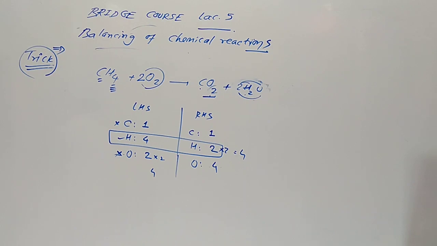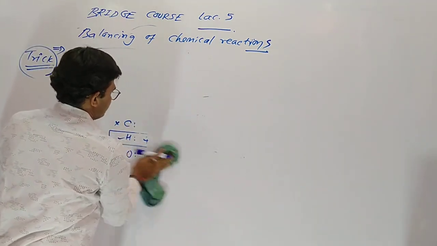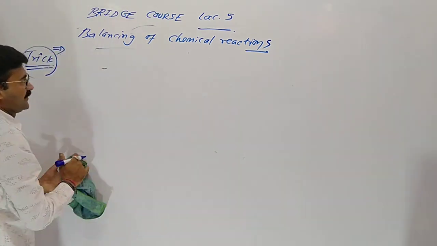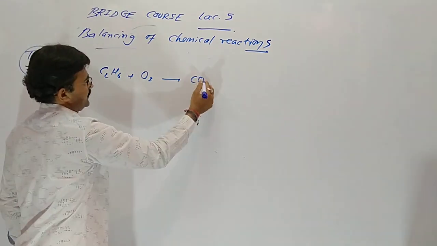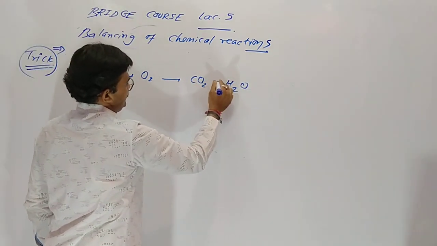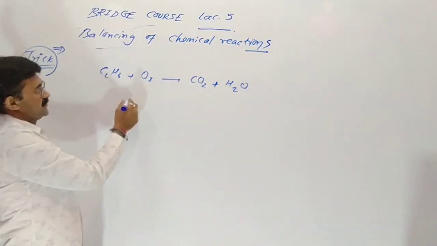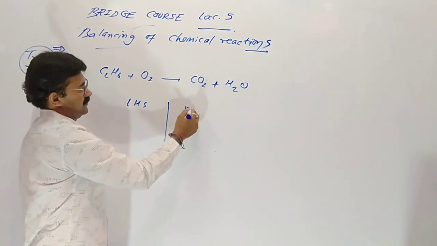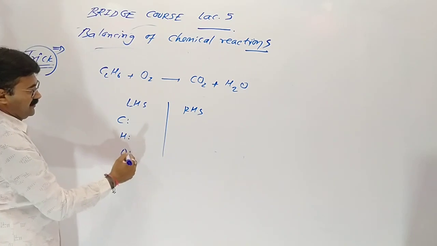Understood? Now next, combustion of ethane. This one was methane gas. Now ethane. When ethane reacts with oxygen, it gives carbon dioxide and water. Clear? So now on the left hand side and on the right hand side, the elements are carbon, hydrogen, oxygen.